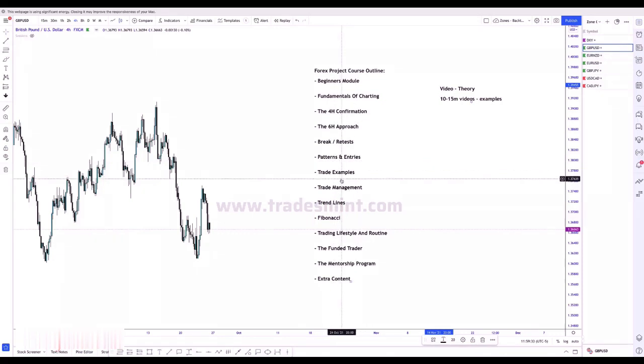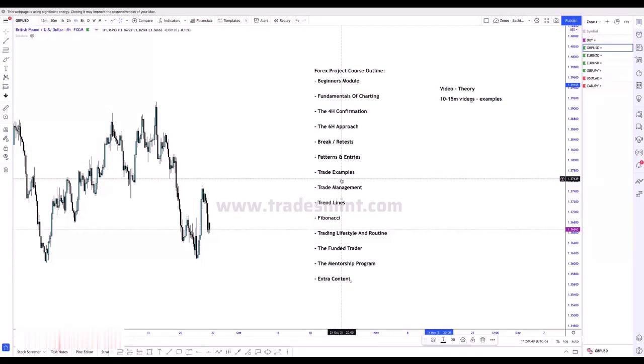And then after taking trade examples, you're going to have the trade management. So taking trades and understanding how to get in a trade is one thing, but how to exit trades is another, okay? There's no point you getting in a really, really good trade if you can't manage it properly. And this is, again, a really, really important topic.